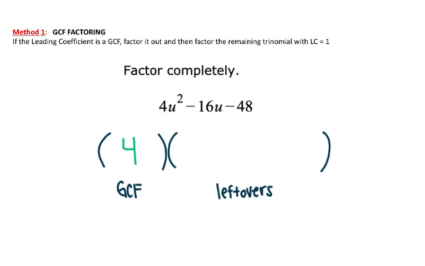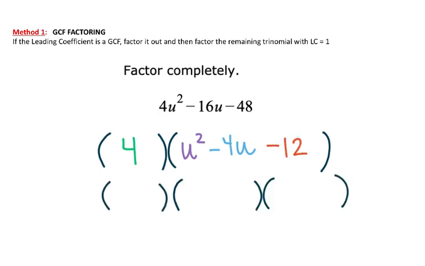The first term, 4u squared divided by the GCF that you factored out, 4, becomes just u squared. And the second term, minus 16u divided by 4, is minus 4u. Then the last term, minus 48 divided by 4, is minus 12. And we're not finished yet. We can break up that remaining trinomial into 2 binomials multiplied together, u times u. Now we just have to figure out what the last 2 terms will be.